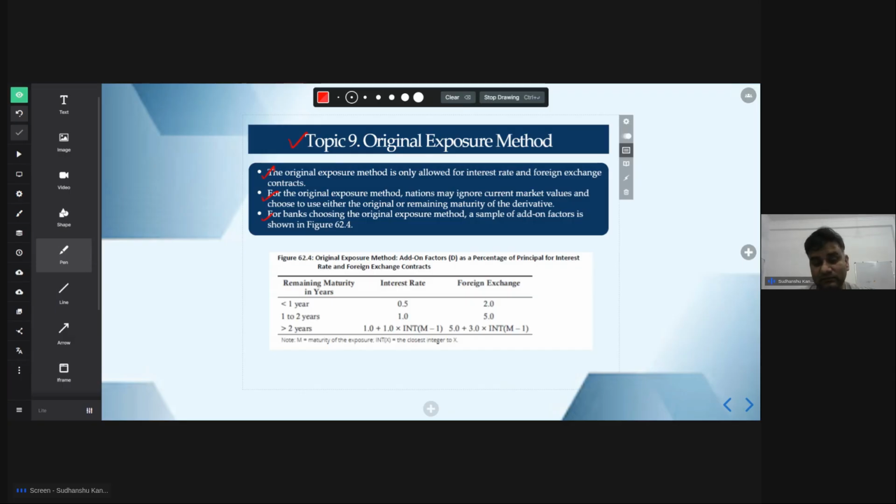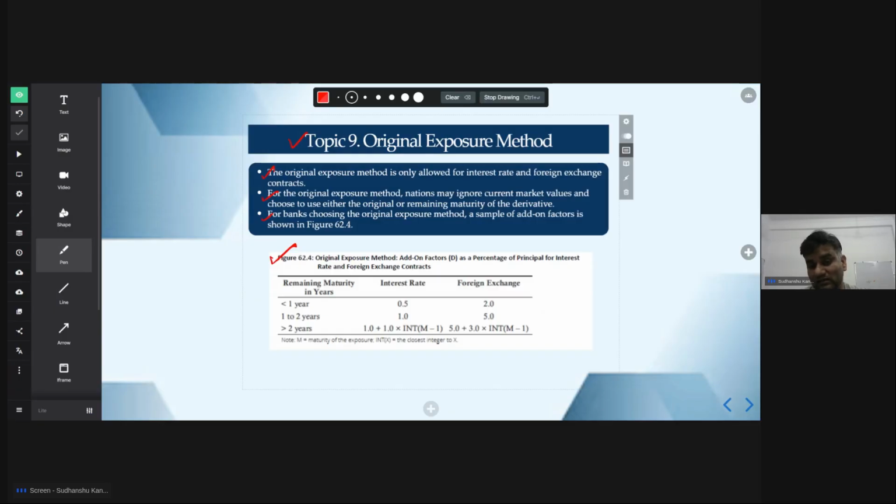There were add-on factors given in the 62.4 table. The add-on factor depends on the type of contract. For FX or interest rate contracts with maturity M: for interest rate contracts, less than 1 year is 0.5%, 1 to 2 years is 1%, and greater than 2 years is 1% plus 1% times int(M minus 1). Foreign exchange contracts: less than 1 year 2%, 1 to 2 years 5%, greater than 2 years 5% plus 3% times int(M minus 1), where int(x) is the closest integer to x.